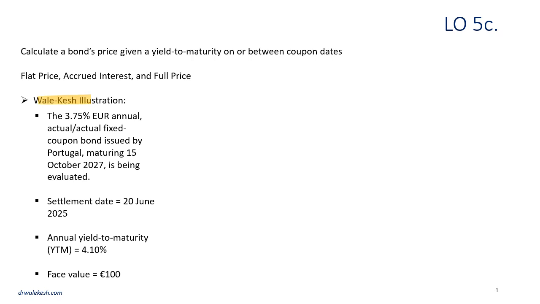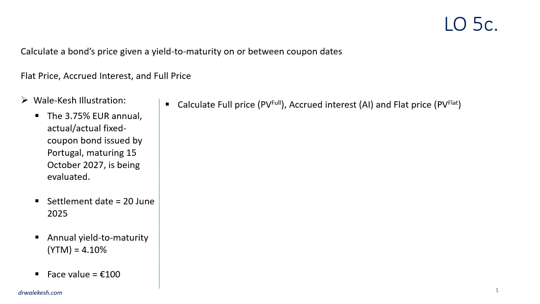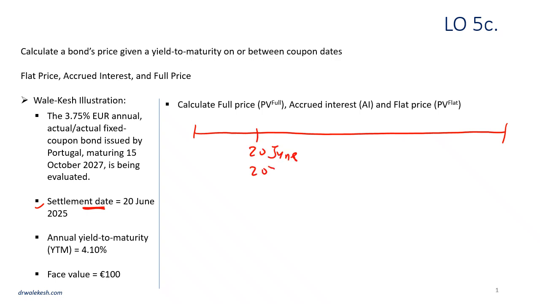Let us get started with this illustration. So here we want to compute the full price, accrued interest, and flat price. A better way to compute this is to make use of a timeline. Let us assume that today is the settlement date. The settlement date is 20th of June 2025.